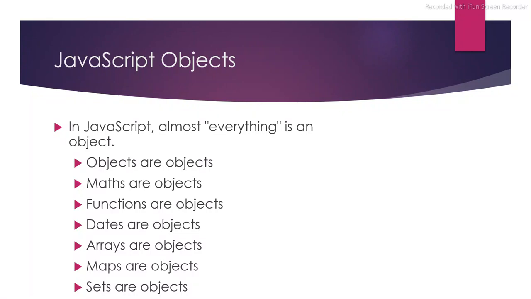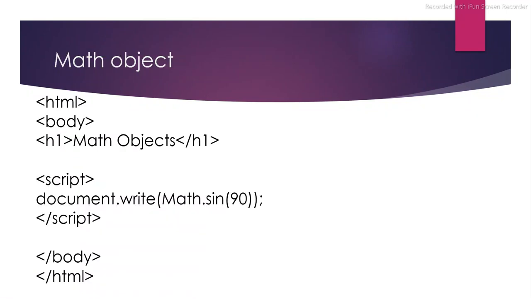Okay, and also it should have attributes which are related to mathematics. So let's see some of the objects in JavaScript now. First, let's see something related to mathematics, that is the Math object. What are the functions available in the Math object?